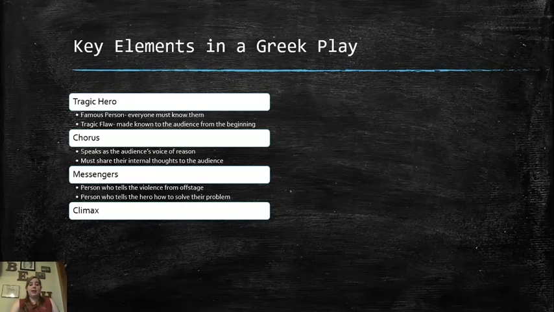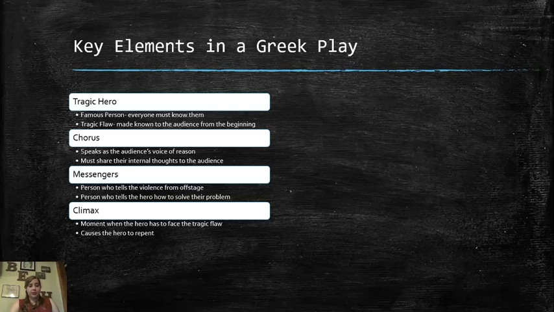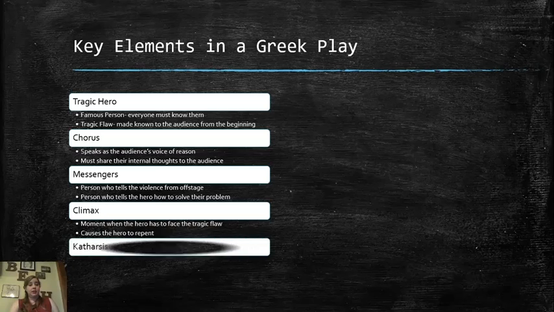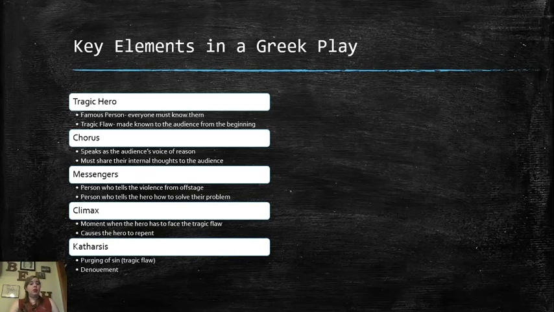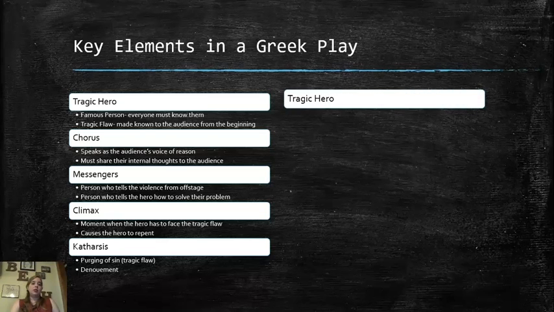Next, you have the climax, which we just talked about, but just to clarify, it is a moment when the hero has to face the tragic flaw, and it causes the hero to repent, thus causing catharsis, which is the purging of the tragic flaw, creating a denouement, which is the new normal. Okay? Now let's go ahead and look at this through Oedipus's eyes so you can see how it works in a Greek play. Obviously, our tragic hero is Oedipus, and his tragic flaw is hubris, or what we call pride.